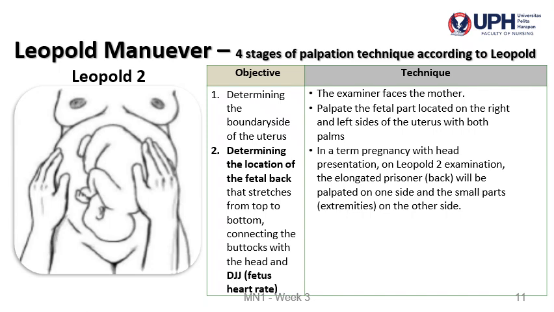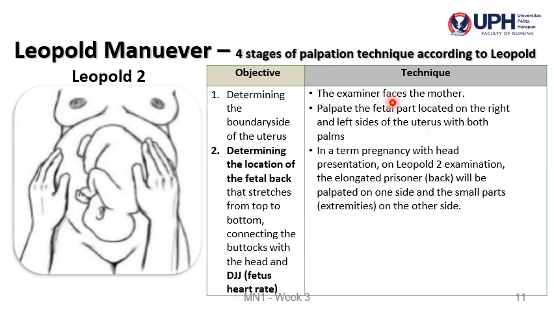Now, after that, we move to Leopold 2. In Leopold 2, we determine the boundary, the line of the uterus. We also determine where the location of the fetal back is. Is it on the right or on the left? And we also try to hear the fetal heart rate.